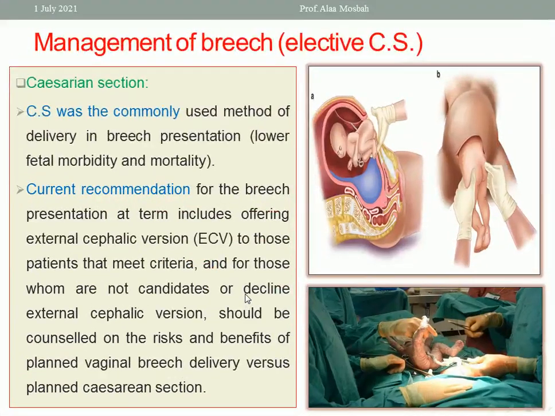Okay, what about cesarean section? Cesarean section in the past 20 years was commonly used everywhere in case of breech presentation because of the Term Breech Trial, which was done and published in 2001, which recommended doing cesarean section to decrease perinatal fetal mortality and neonatal morbidity and mortality. So this recommendation made many centers encourage doing cesarean section in case of breech presentation.